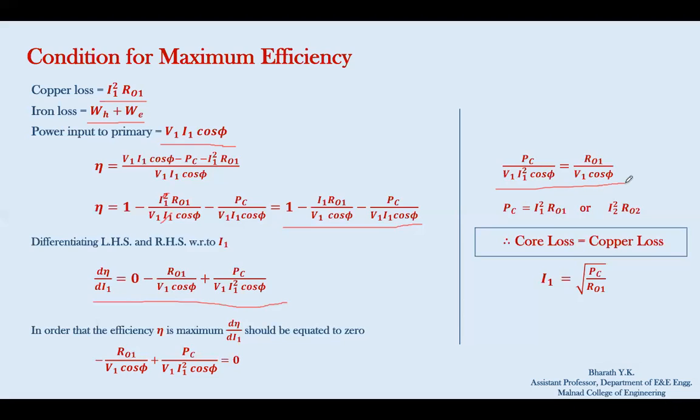get this equation. In this equation, V1 can get cancelled, cos phi will get cancelled, so that we will arrive at this equation. From this, we can conclude that the core losses will be equal to copper losses when the efficiency of the transformer is maximum. So this is the condition for maximum efficiency. Now if you want to calculate the primary current by using core losses and the effective resistance of the transformer, you can use this equation.